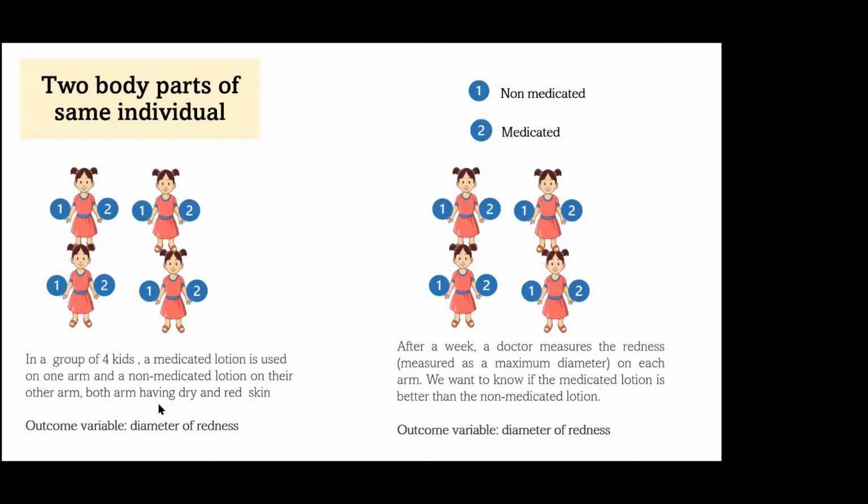Like this is a group of 4 kids. So as a medication lotion, we have used in the right arm and left arm of the kid. And then the outcome variable, what we measured, was the diameter of the redness. So in this case, both arms had dry skin. So we want to see where the redness disappeared, in case of 1 or 2. So if the same individual is tested for two different parts of the body, that is also known as paired values. And then after a week, the doctor measures the redness on each arm, and we want to know whether the medicated lotion is better or the non-medicated lotion is better.